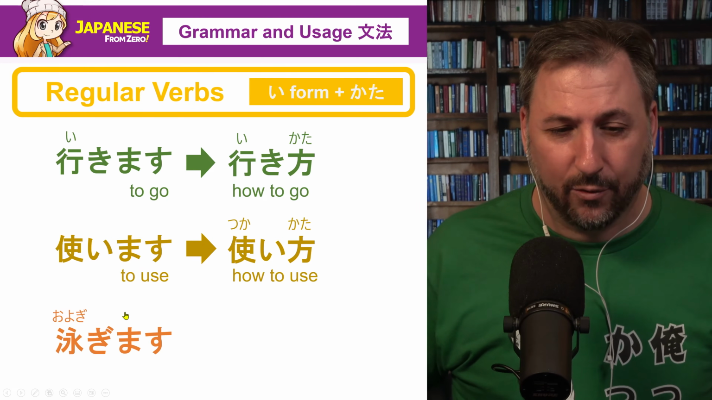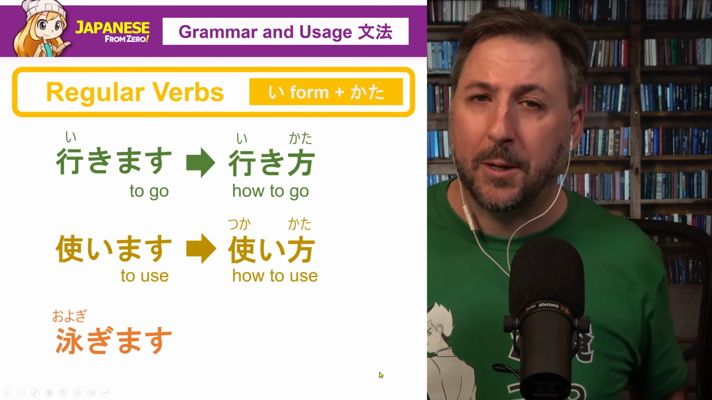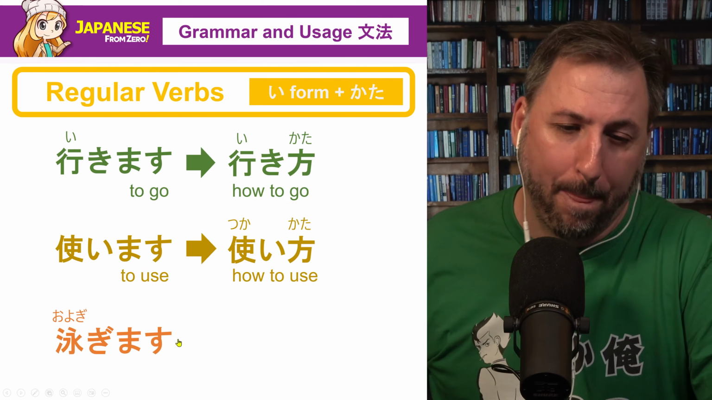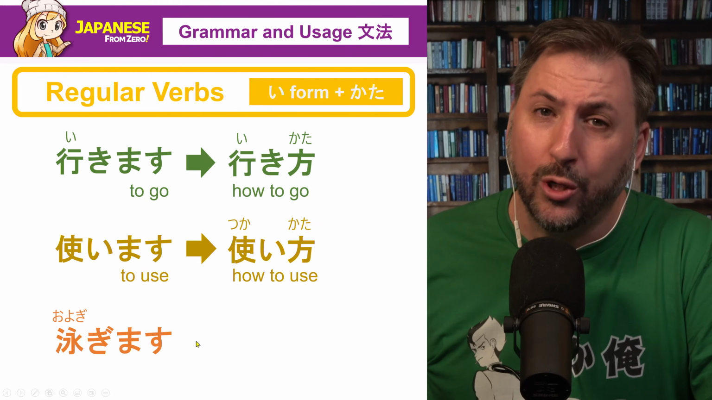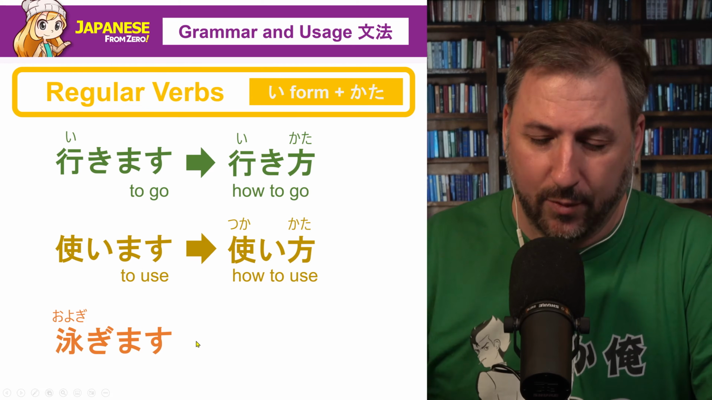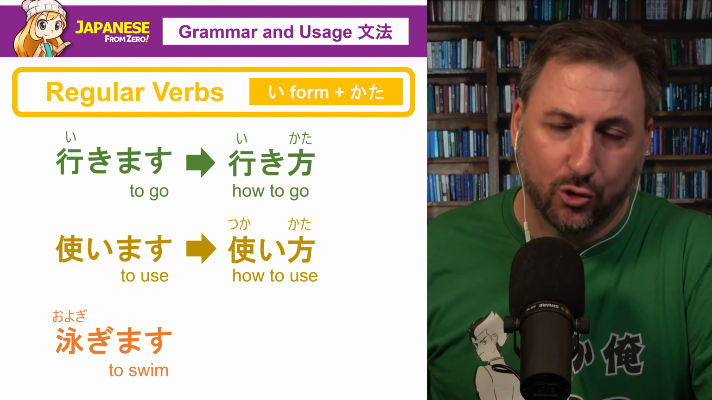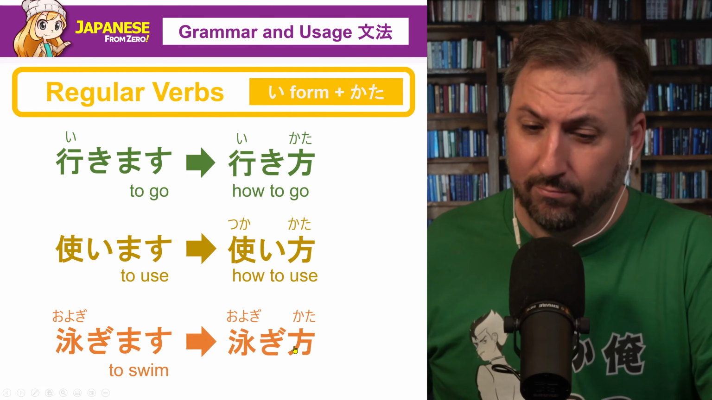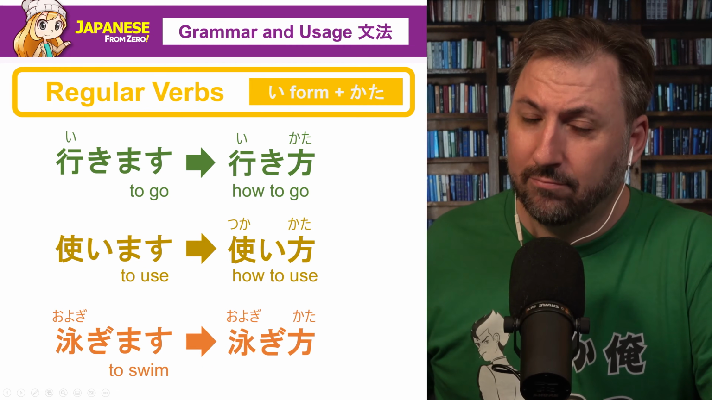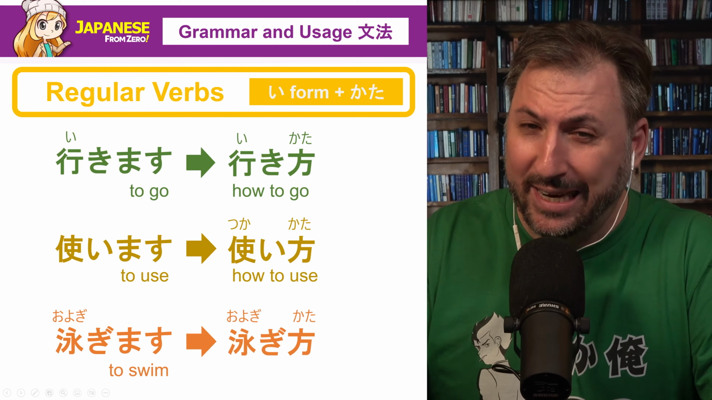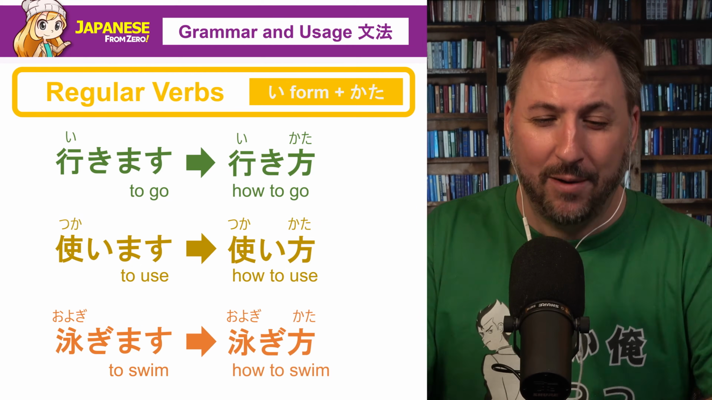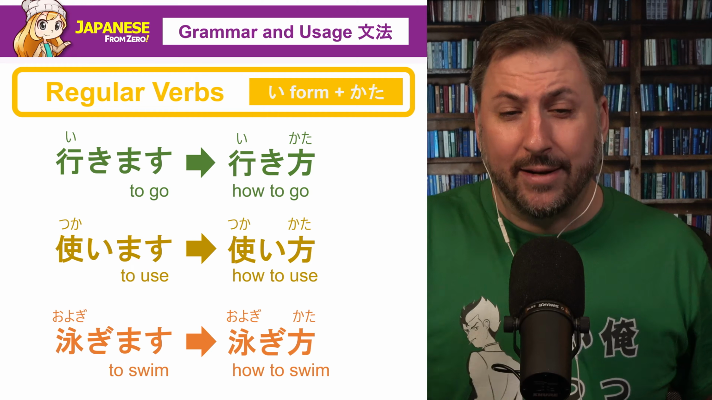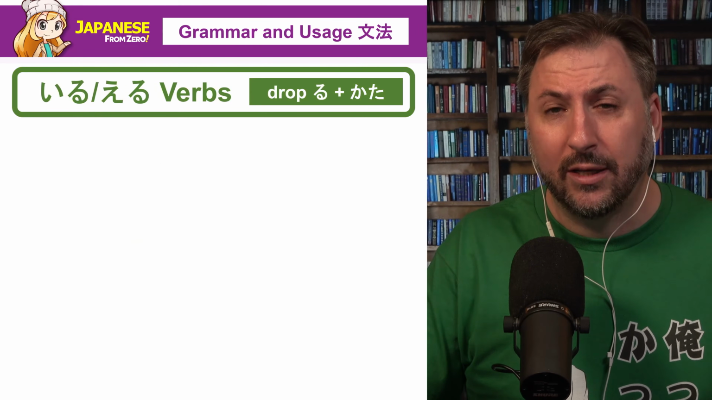It's really, really powerful. 泳ぎます。 What does this mean? 泳ぎます。 Oyogu means to swim, okay? So to swim. If we want to say how to swim, 泳ぎ方。 How to swim. E form plus kata. All right? Very good.